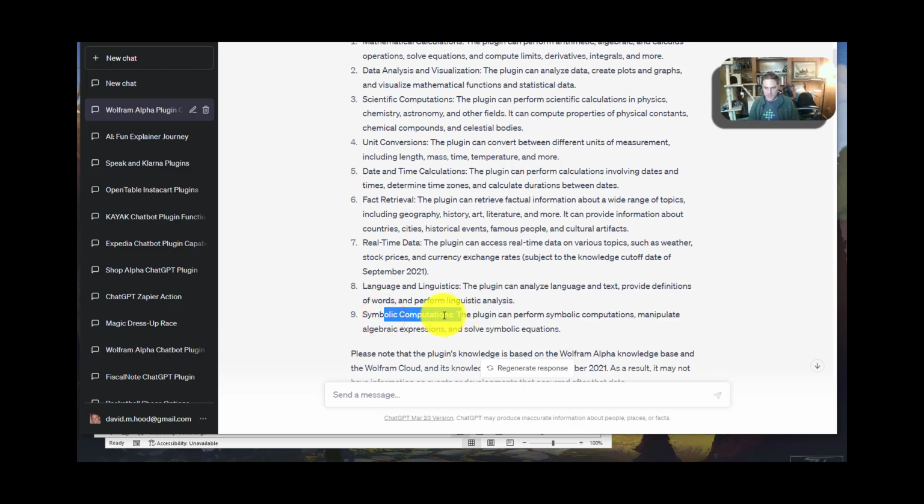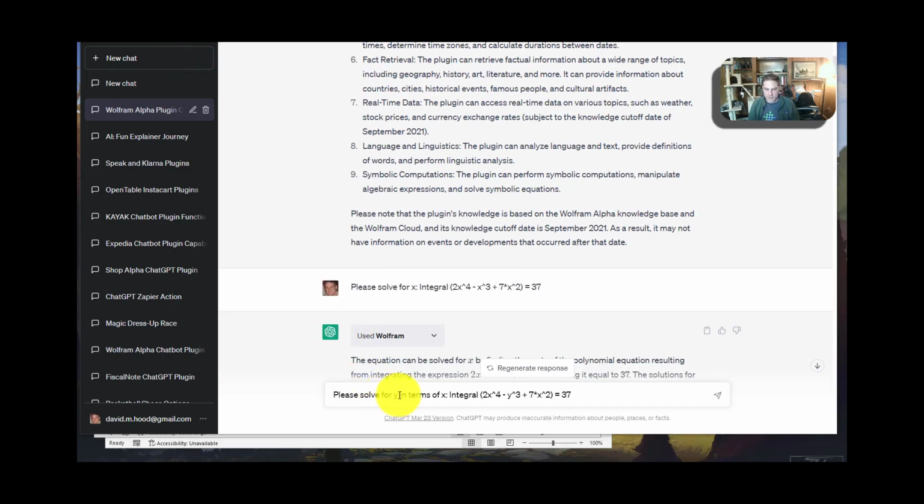Symbolic computations. Oh, this is interesting. Let me think of something. All right, we're going to try this. Please solve for y in terms of x. I altered this a little bit so that there's a y and an x, and let's just see what it does.